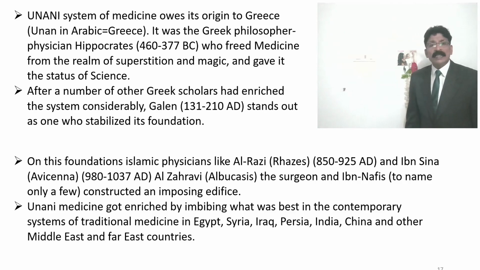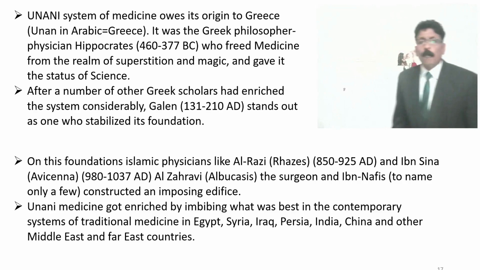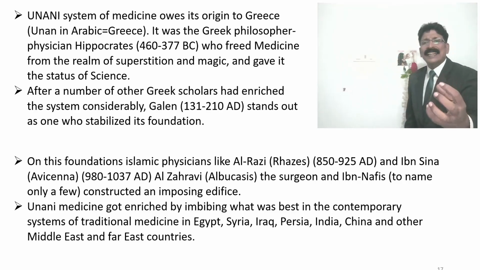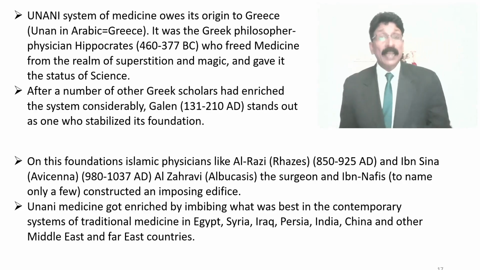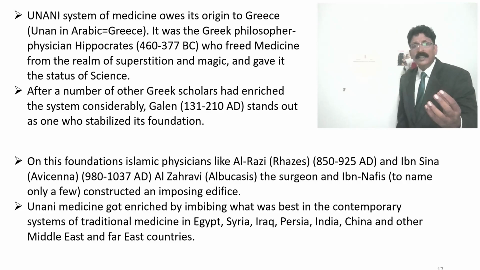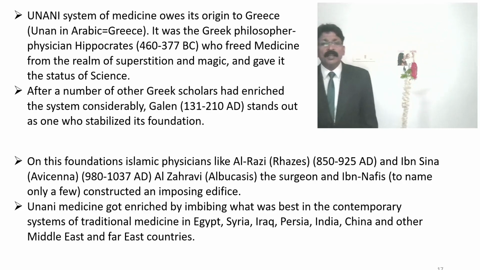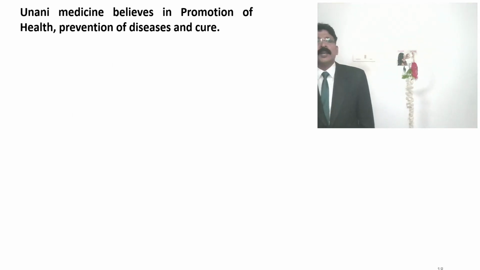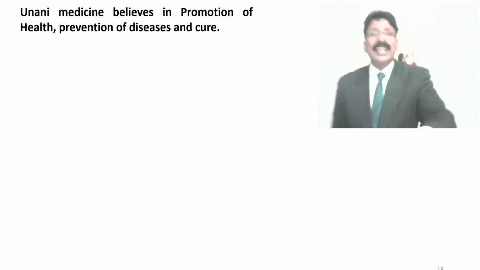Unani medicine got enriched by imbibing what was best in the contemporary systems of traditional medicine. It was followed in Egypt, Syria, Iraq, Persia, India, China, and other Middle East and Far East countries. Unani medicine believes in the promotion of health, prevention of disease, and cure.